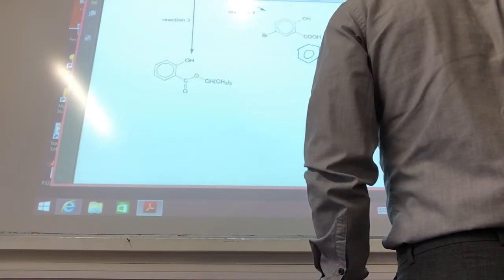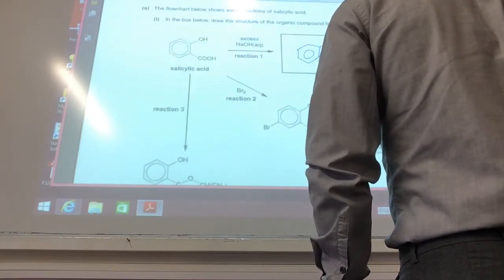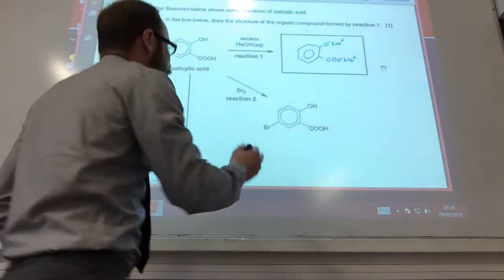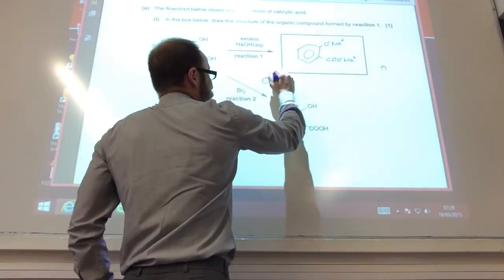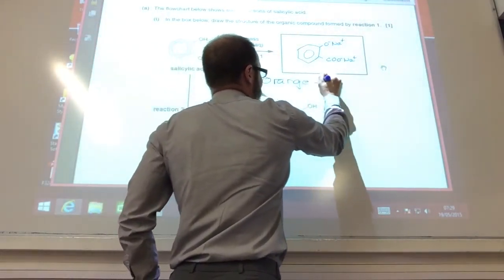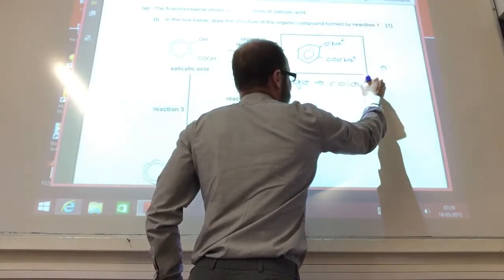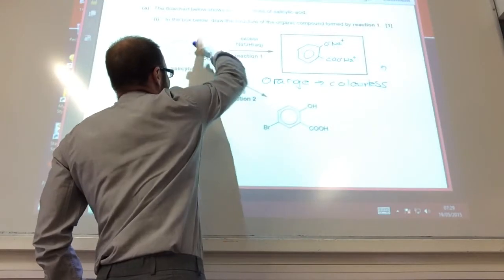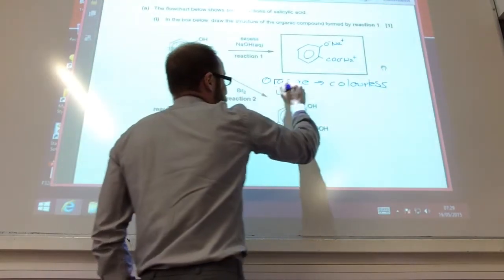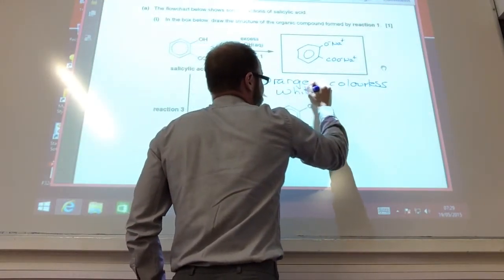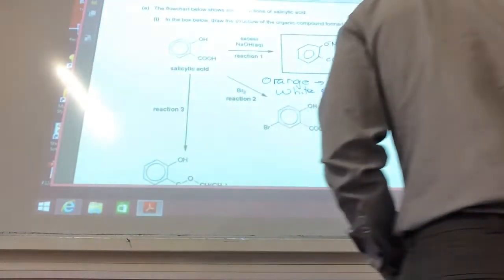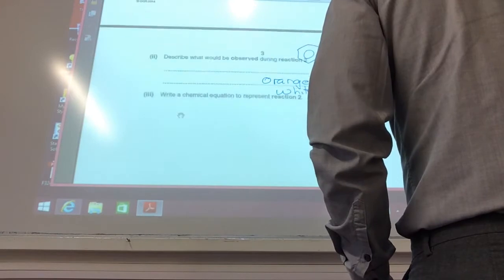Describe what would be observed in reaction two. Okay, so reaction two is adding bromine. So the bromine will be decolorized, so it will go orange to colorless. The other thing that you may remember is that when you react bromine with a phenyl substituent group, you actually see a white precipitate as well. So that's worth just remembering. That's a test for phenol.